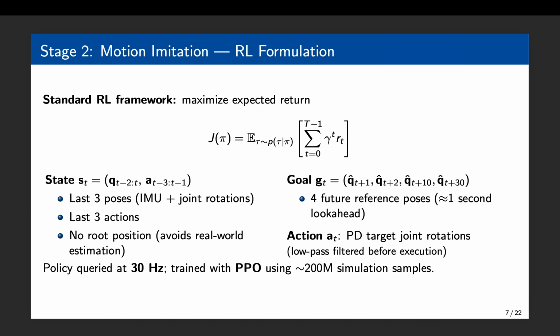The action specifies the PD controller target angles for each joint, and a low-pass filter is applied before sending commands to the hardware, which helps produce smoother motions. Training uses PPO with approximately 200 million simulation samples per skill, and the policy runs at 30 Hz.